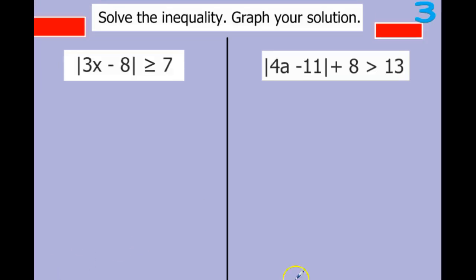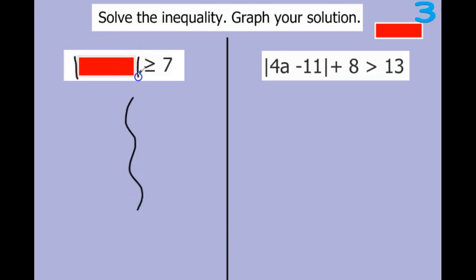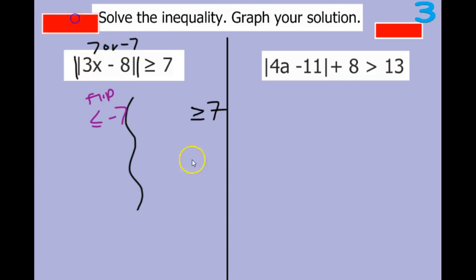Alright, let's try a couple more. This next one, what do we have to set this equal to? Well, we need to write two inequalities because our absolute value here could be equal to 7 or negative 7 to come out clean. So write one like it is with 7, and the other we have to flip and make it a negative 7. So our two inequalities are going to be 3x minus 8 is less than or equal to negative 7, and 3x minus 8 is greater than or equal to 7.